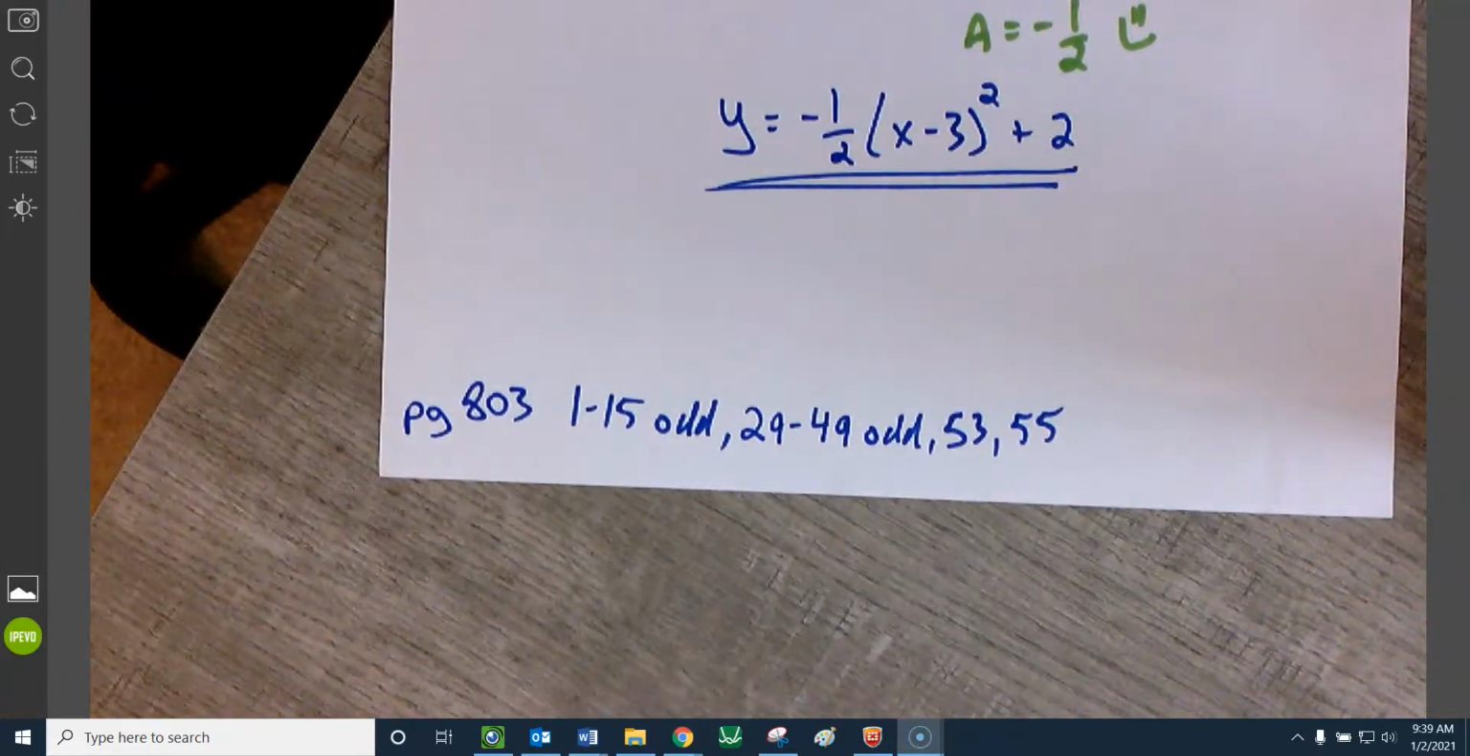Okay, here is your stamp I would like you to try. Page 803, 1 through 15, odd. 29 through 49, odd. 53 and 55. This stamp is not to be taken lightly. This is not an easy stamp.